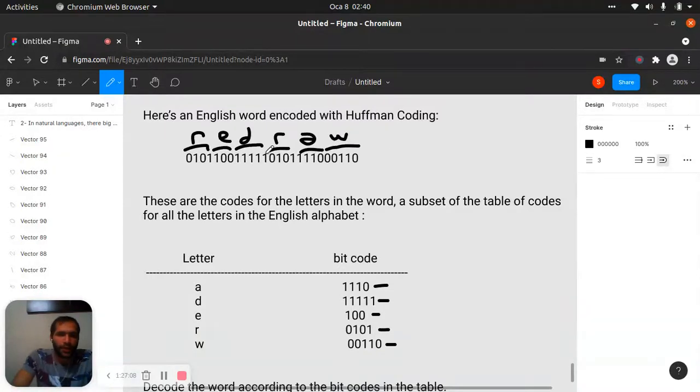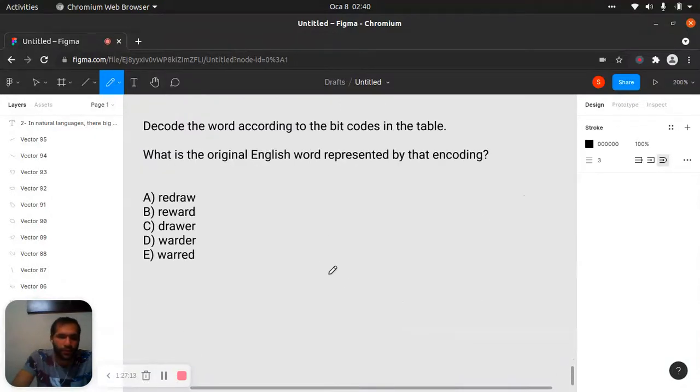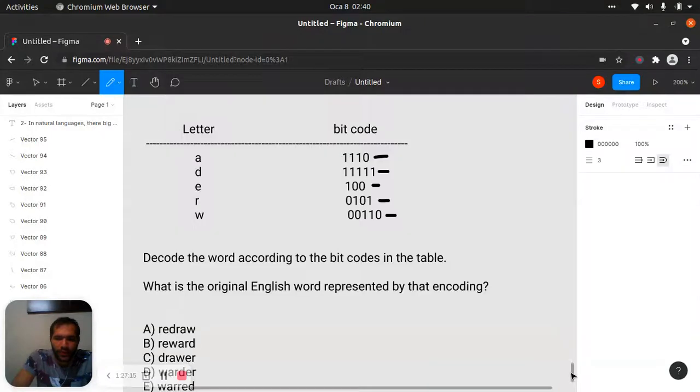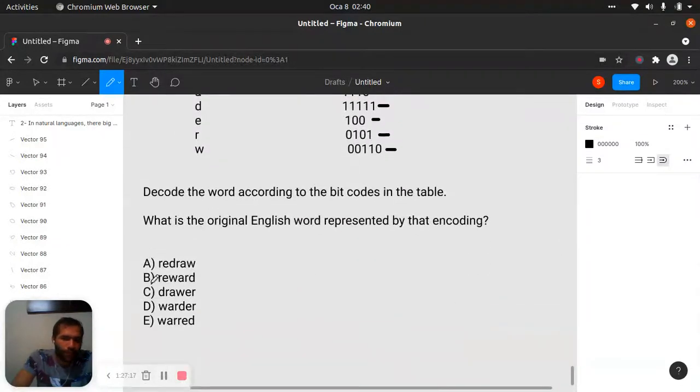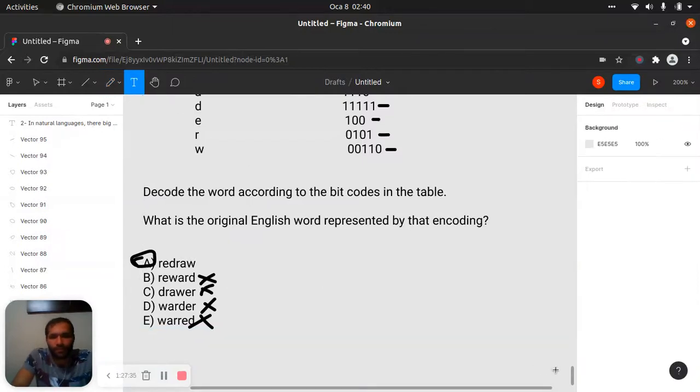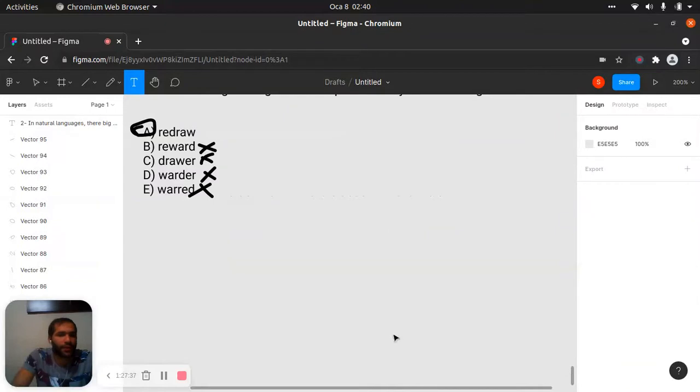Yep. So let's come down. What is our solution? Red draw, right? This is our answer. This one is wrong, the wrong, the wrong, the wrong. So we solved it. You got Huffman coding. Now you know. What is it?